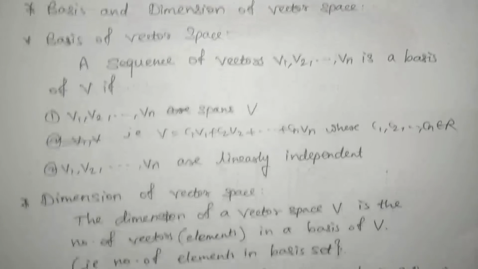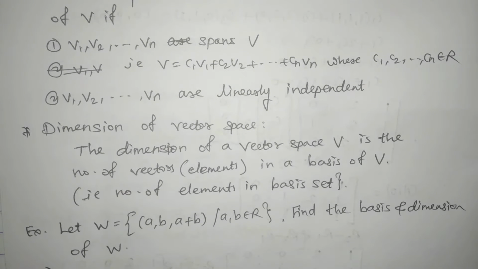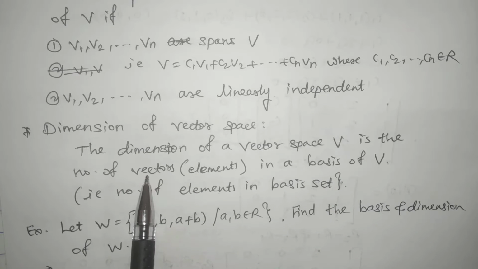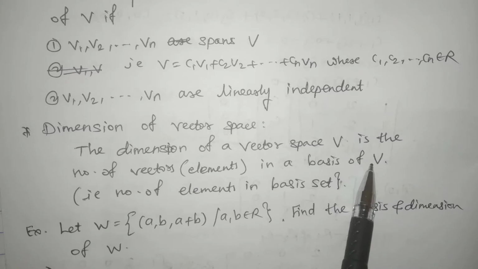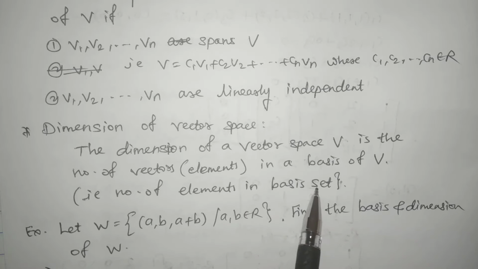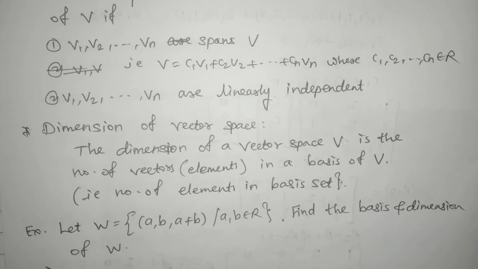Then the next definition is the dimension of a vector space. So what is the dimension of a vector space? The dimension of a vector space capital V is the number of vectors, or we can say the number of elements in a basis of capital V. In short, we can say the number of elements in a basis set is called the dimension of that vector space.